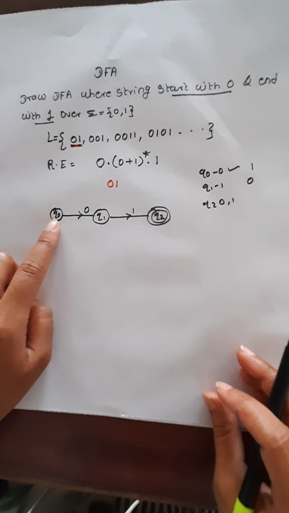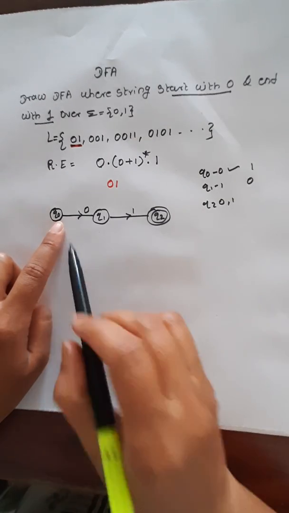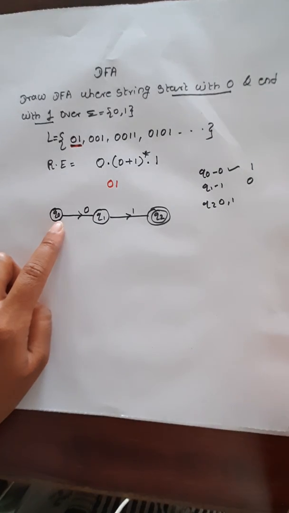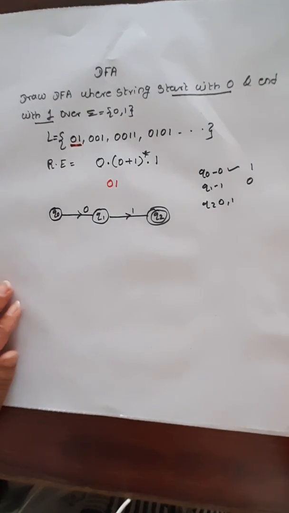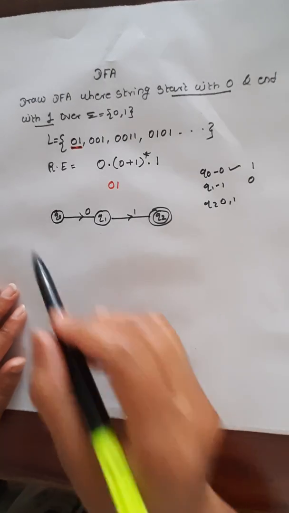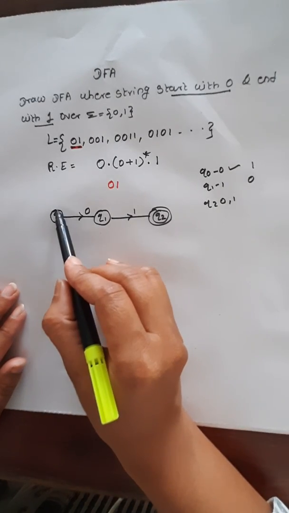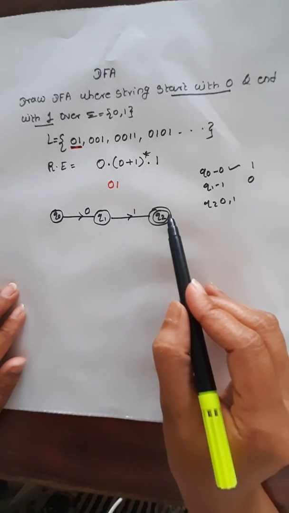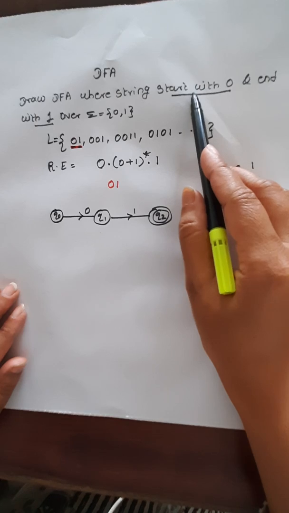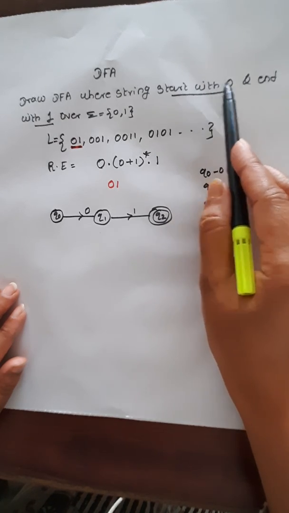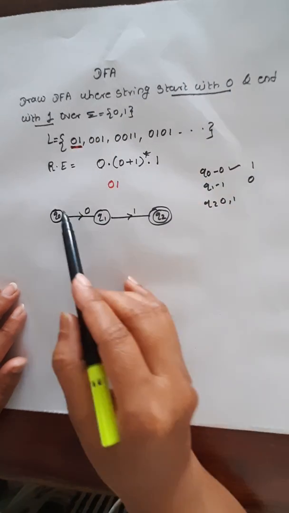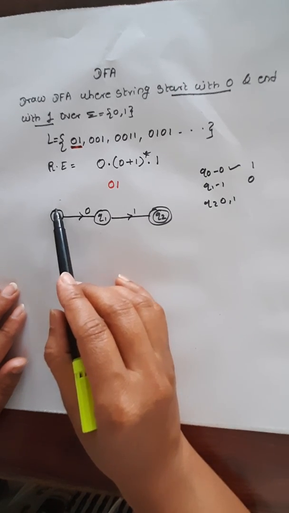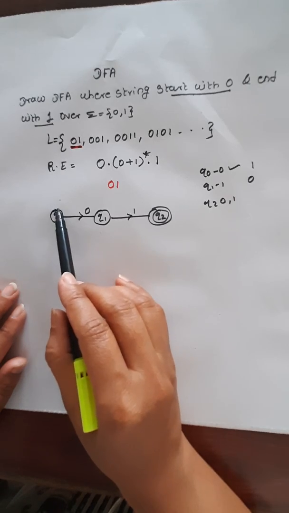Now start with Q0. Which transition remains for Q0? 0's transition is here, 1's remains. So first of all always try for the self loop. And if I make a self loop of 1 here, what happens? An invalid string is accepted by the DFA, because the question asks for strings which start with 0 and end with 1, and with a self loop of 1 here, the string can start with 1. So the self loop is not possible.